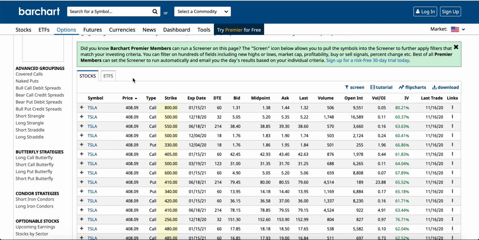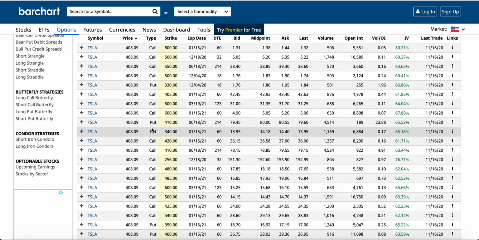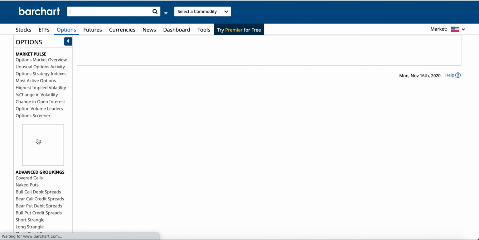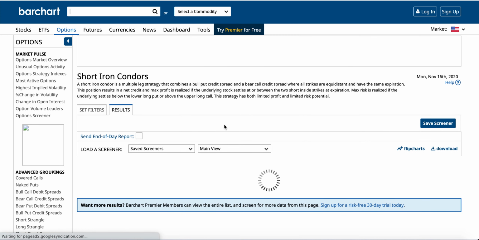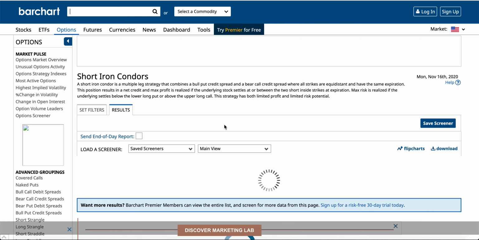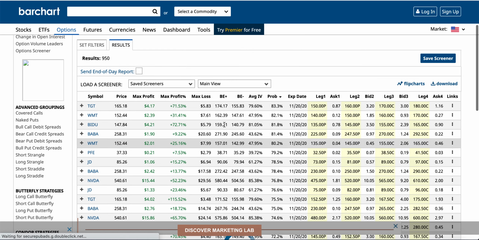It does give you, let's say you are doing bull call spreads or bull call credit spreads, right? So you can do that. It gives you pretty much everything, even butterfly, a lot of iron condor, right? If you want to do short or long iron condor, so if you do short iron condor. Yeah, it's just kind of loading, but it gives you pretty much everything.